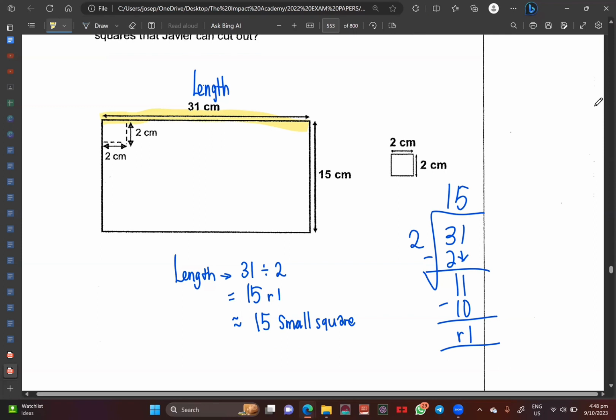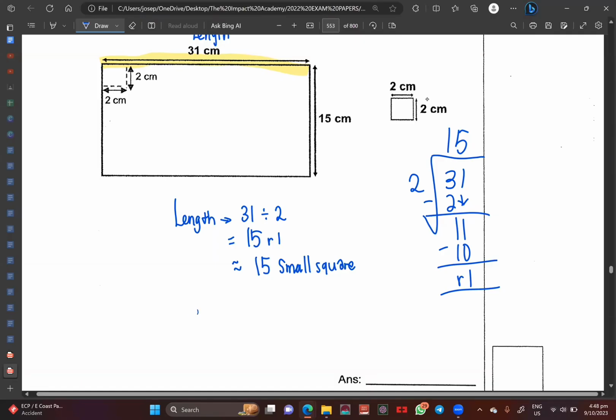Once I'm done with length, I go to the breadth. I go to the breadth and ask myself, if I were to show you this paper again, the breadth is over here, correct or not? How many small squares can I put? This is for the breadth. Am I making sense here? So for the breadth itself, it will be 15 divided by 2 as well. Agree? Okay, what is 15 divided by 2?